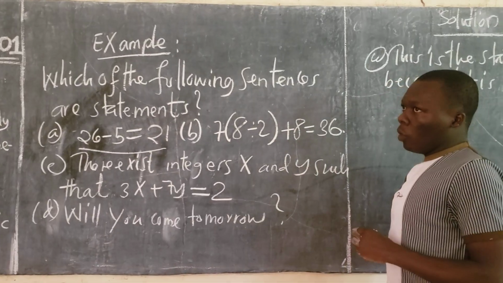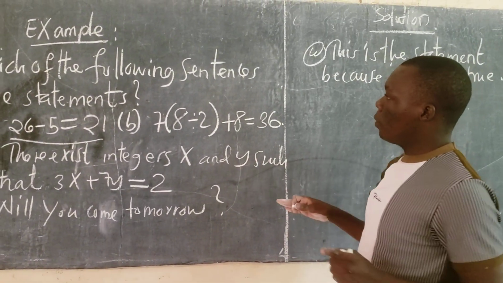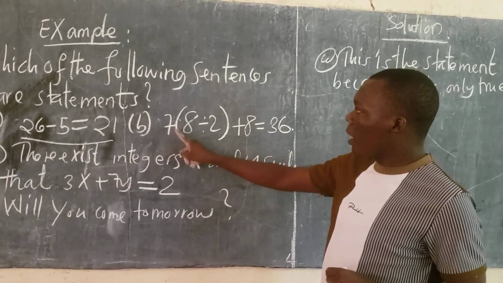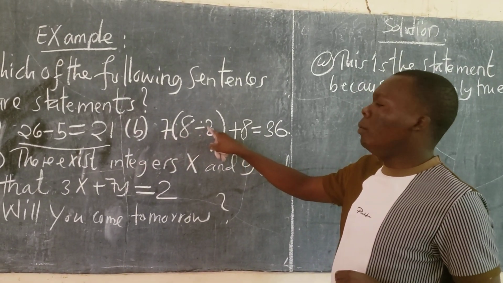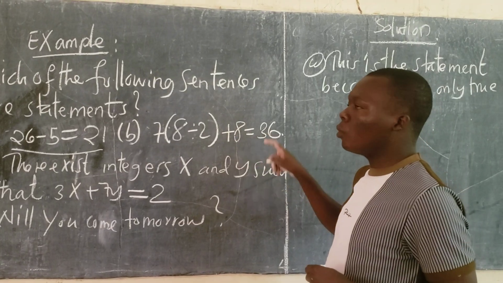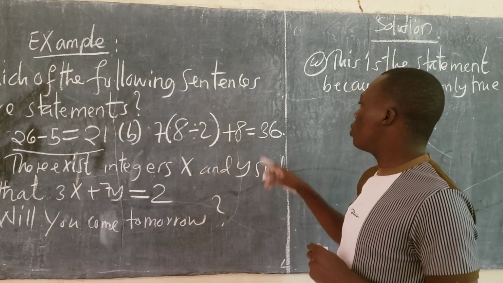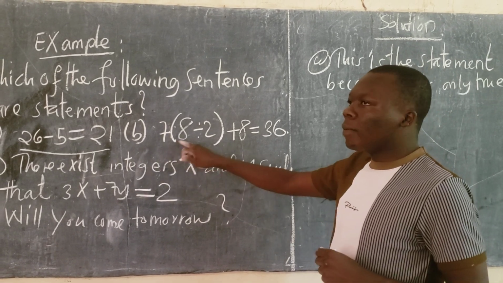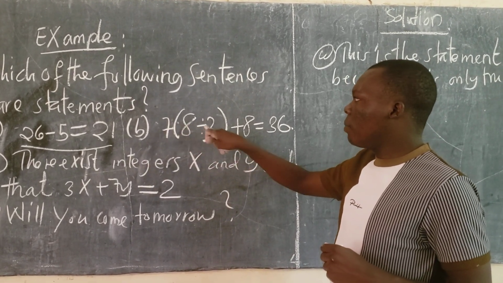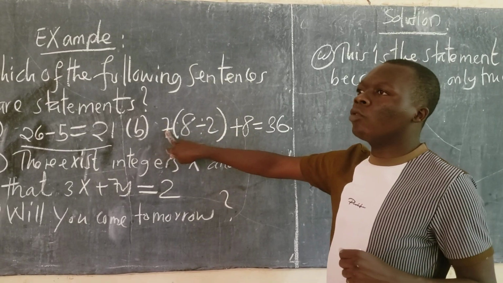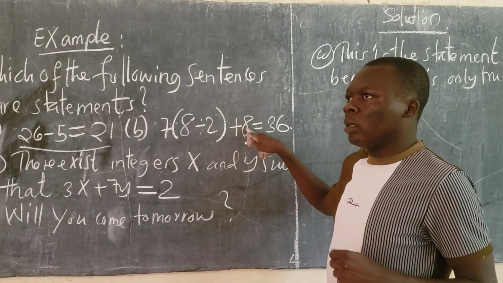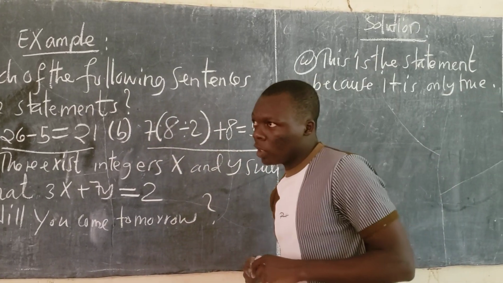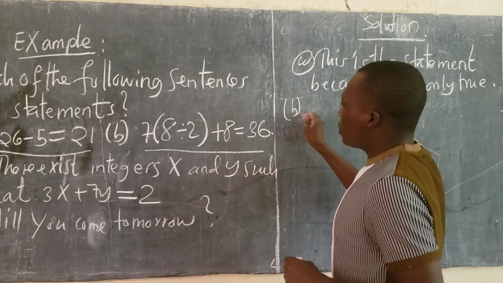Understood? So that is all. Let us go directly to part B. We are told that 7 times the bracket 8 divided by 2, plus 8 is equal to 36. Now we start with BODMAS. Once you take 8 divided by 2, you get 4. 4 times 7 you get 28, plus 8 is equal to 36. So this is true. So it is a statement because it is only true.